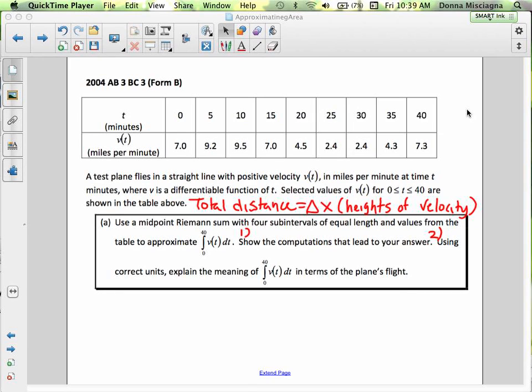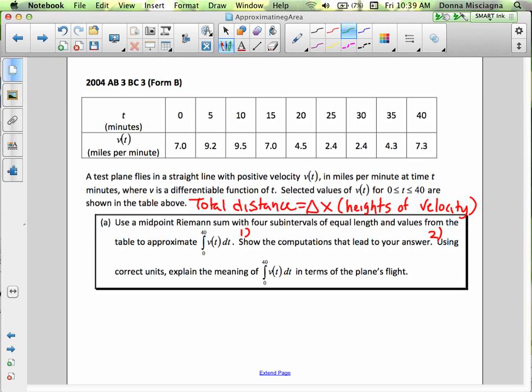All right, so now something very important to note is that the total distance equals the change in x times the height of the velocity, right? And that's the Riemann sum. So we have the directions right here. This was literally taken off of an AP test.